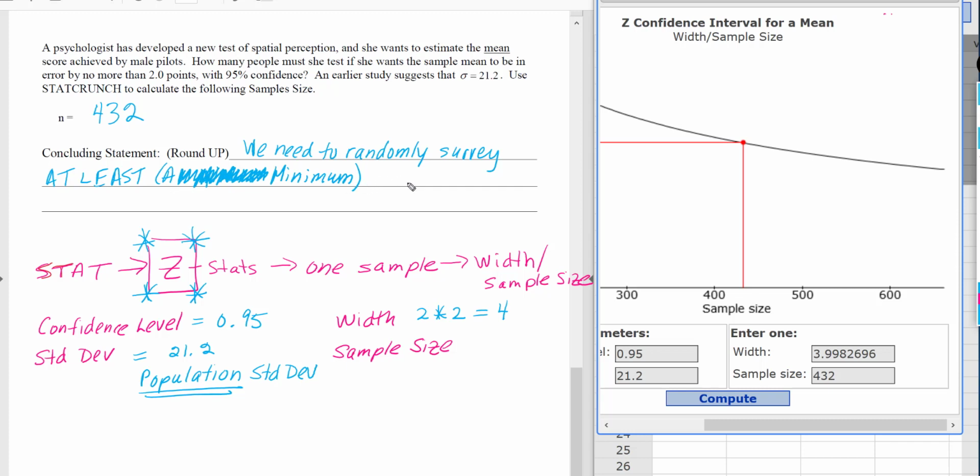We need to randomly survey at least 432 male pilots and ask them their spatial perception score.